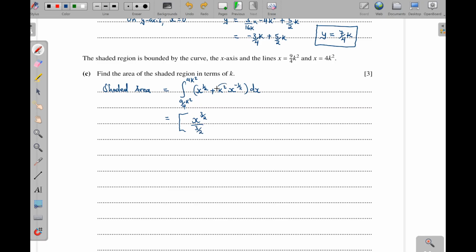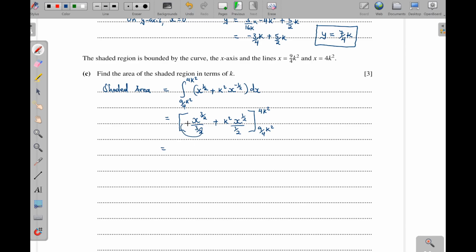Just like I said before, this one here is a constant, okay? So just integrate this, leave the k. So plus, this will be k squared, and then x here. When you add a 1, this one will become a half, and then you divide by that new power. Then you put the limits, 4k squared and then 9 over 4 of k squared.